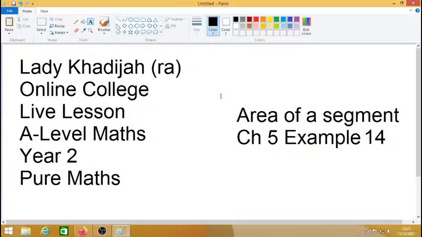Today's lesson is area of a segment. If you're following through in the book, it's chapter 5, example 14 of the UK A-level Edexcel book.